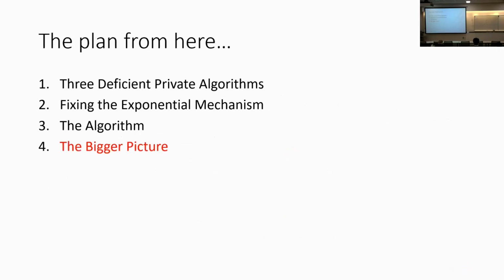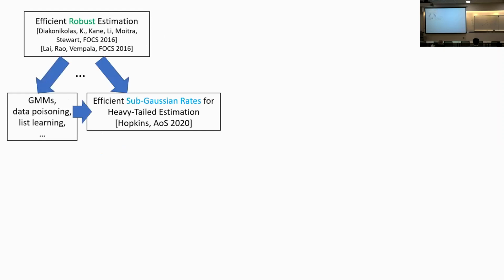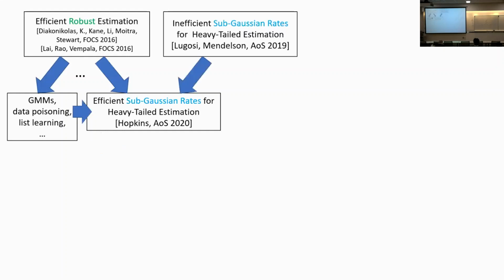I want to just give you very quickly a bigger picture going on here, which is what makes this the most broadly interesting to me personally. It's the fact that these same ideas keep working again and again, which I think is really exciting to me. I mentioned the work on efficient robust estimation back in 2016, which downstream led to these efficient methods for sub-Gaussian rates, which Sam showed in his AOS paper in 2020. They started with something inefficient and made it efficient using similar ideas.